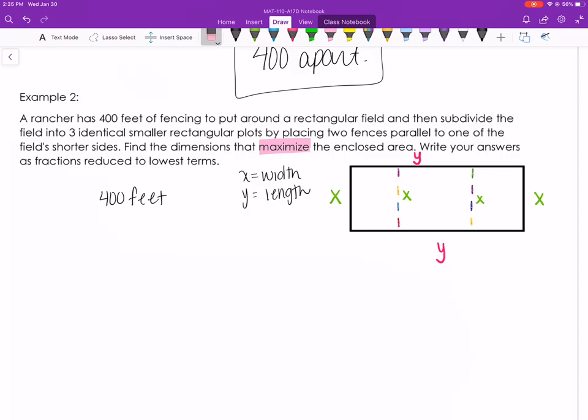Now, I still need to get an equation down. So I'm thinking, okay, I'm laying fencing out. Well, fencing goes around the perimeter. So I'm going to draw fencing here, and that's length y. I'm going to draw fencing here, that's plus an x.